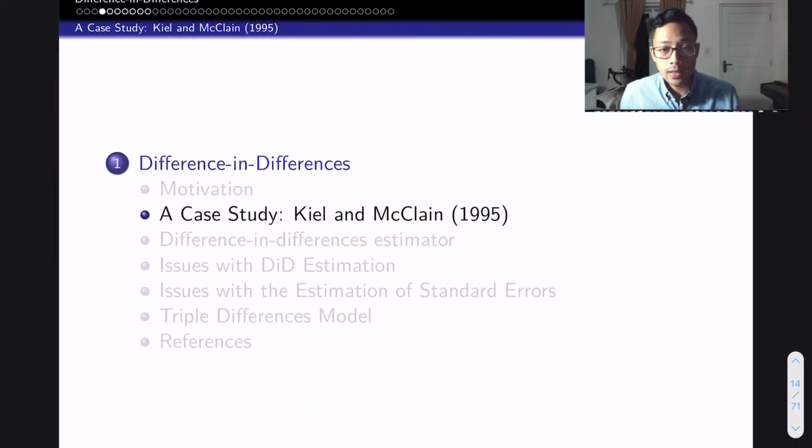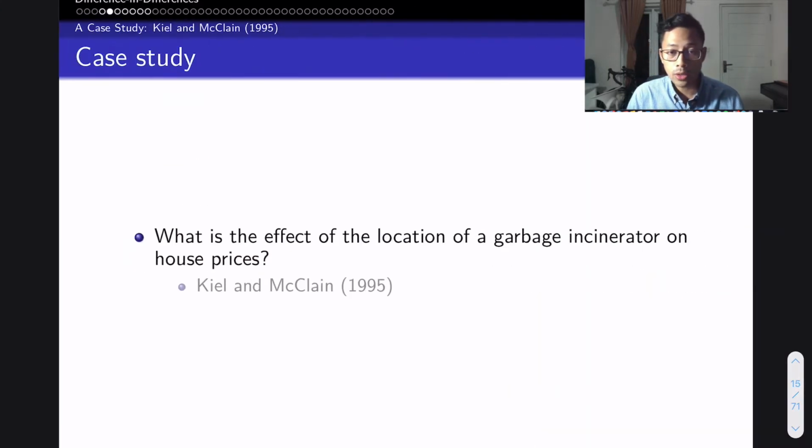Now for this study, I'm going to use a study by Kiel and McClain to explain the basic intuitions of the difference in differences model, and that would provide you with a better sense of how we're actually going to take advantage of this particular method. Okay, so the question posed by Kiel and McClain is actually quite straightforward. What is the effect of the location of a garbage incinerator on house prices?